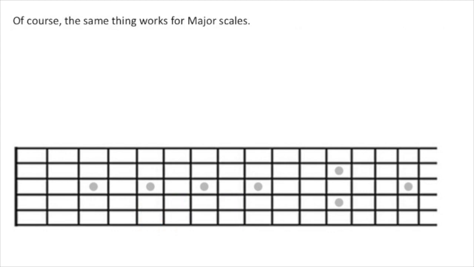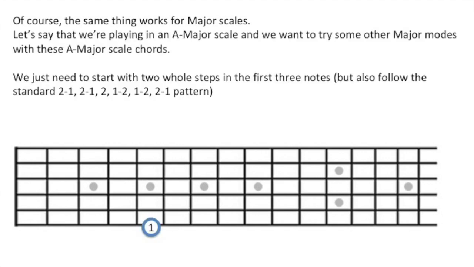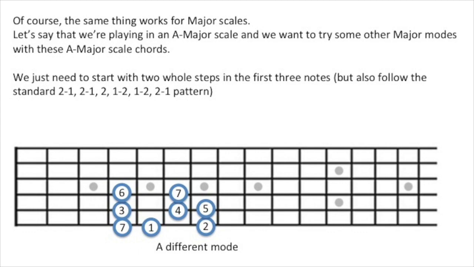Of course the same thing works for major scales. Let's imagine the A major scale. Here are the 2 whole steps that start the A major scale. Here's all 7 notes of A major. Here's a different major mode of A. And here's another major mode of A.